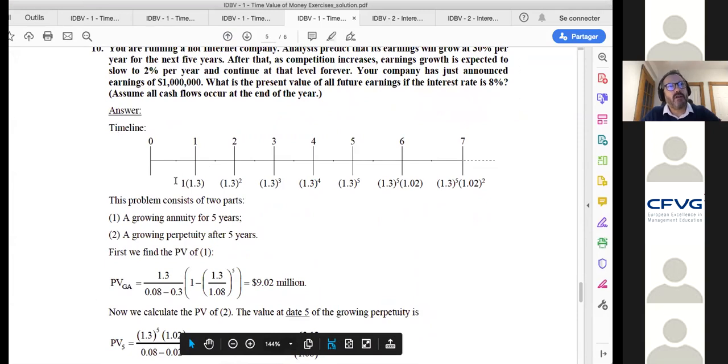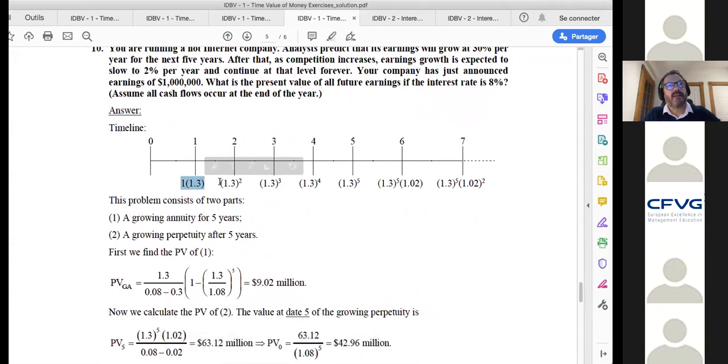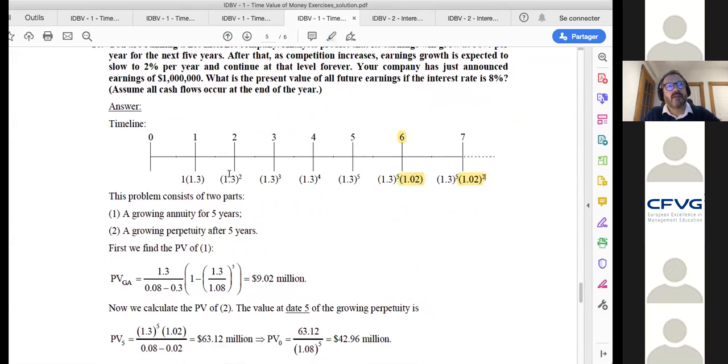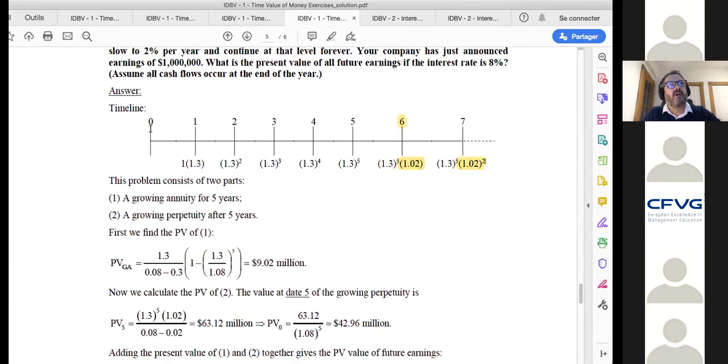In 1 year, I'm gonna have 1.3. It's gonna grow by 1.3 during 5 years. And then from year 6 to infinity, it's gonna grow only by 1.02. So again, we have a growing annuity for 5 years.